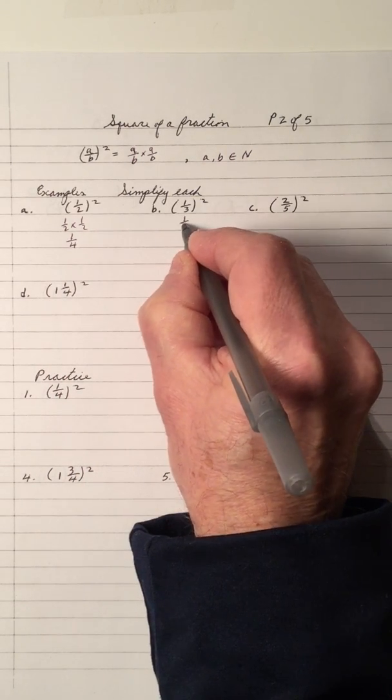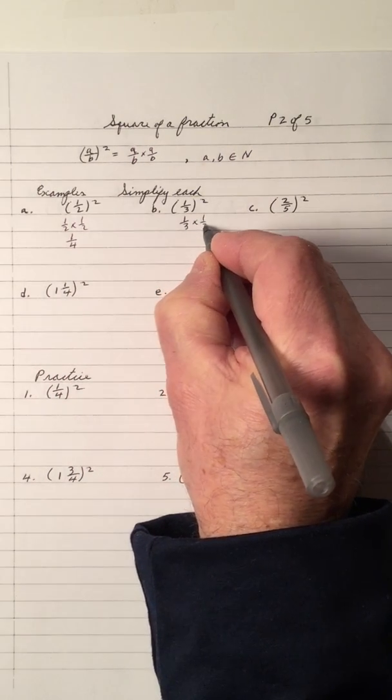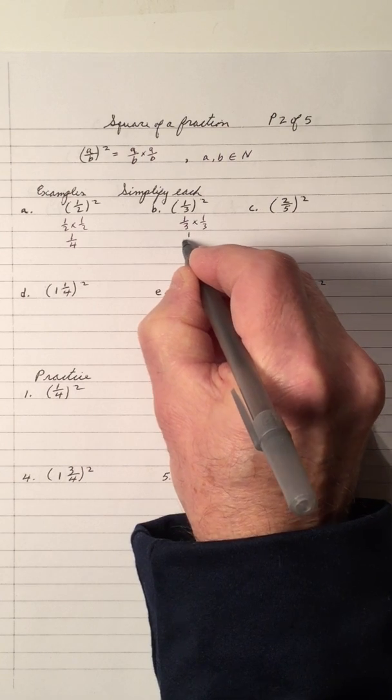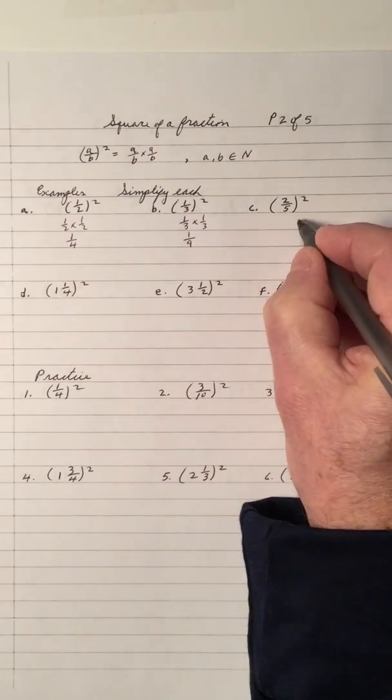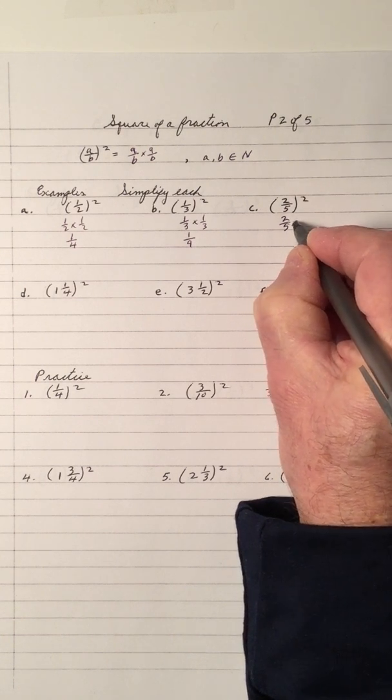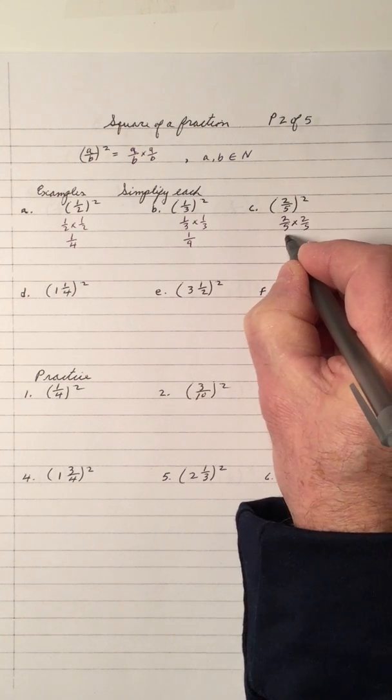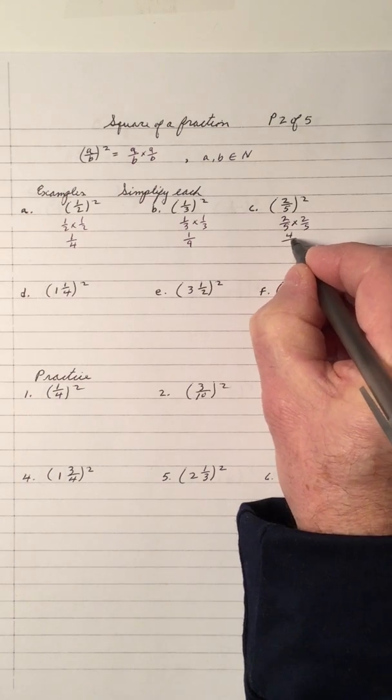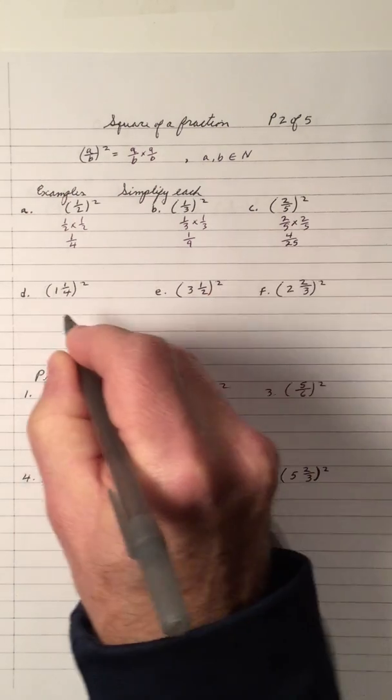1/3 squared is 1/3 times 1/3. 1 times 1 is 1, 3 times 3 is 9. 2/5 squared is 2 over 5 times 2 over 5. 2 times 2 is 4, 5 times 5 is 25.